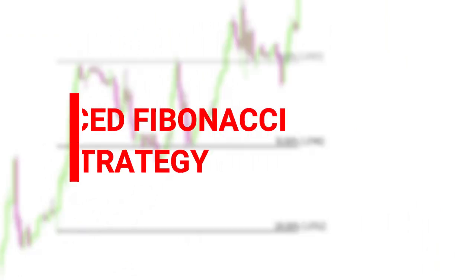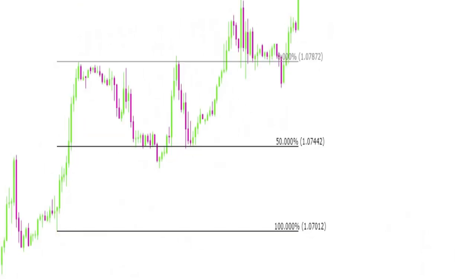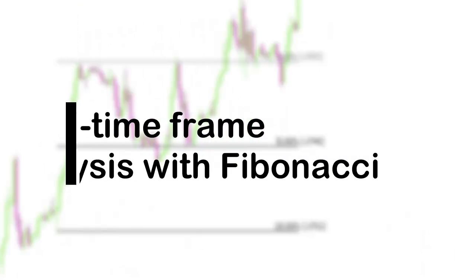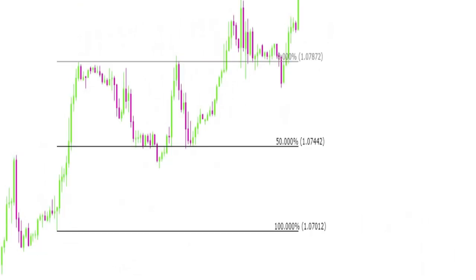Now let us move to the advanced Fibonacci strategy that you can use in order to make a profitable trade. The first strategy is to use multi-time frame analysis along with the Fibonacci. The multi-time frame analysis basically means the analysis of two or more time frames in the market. Our aim with this strategy is to enter the market when it creates a pullback. Let us learn this strategy with an example.